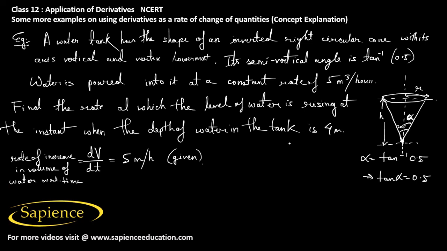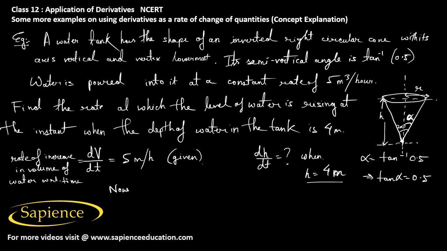So we have to find the rate at which the water level is rising. It means we have to find dH by dt when the depth h is 4 meters. When the depth of water in the tank is 4 meters, H is 4 meter. So that we have to find.